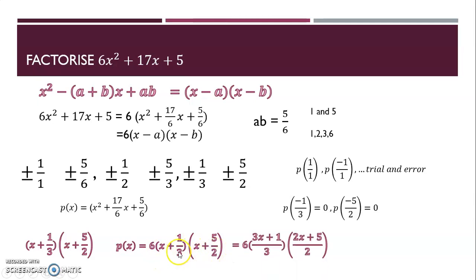So p(x) we can write as 6(x + 1/3)(x + 5/2). I am cross multiplying the denominators, taking the common LCM. So I get 6 times (3x + 1)/3 times (2x + 5)/2. Now I can cancel out because the denominators become 6 and the numerator has 6 on top, so they cancel each other. And I'll get (3x + 1)(2x + 5). So 6x² + 17x + 5 can be written as (3x + 1)(2x + 5).